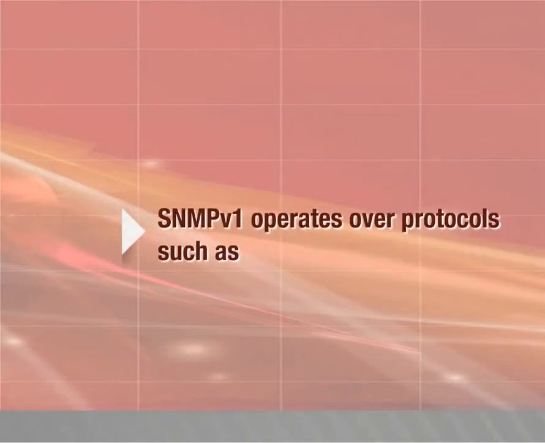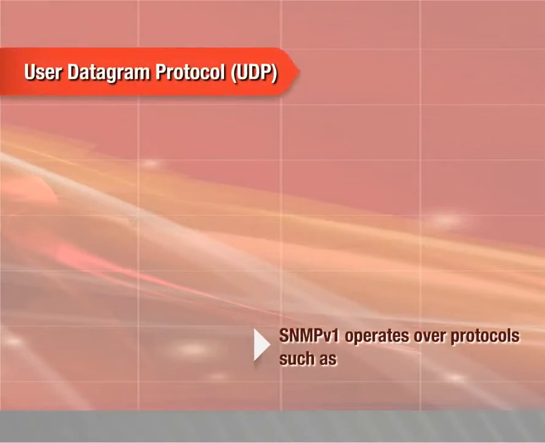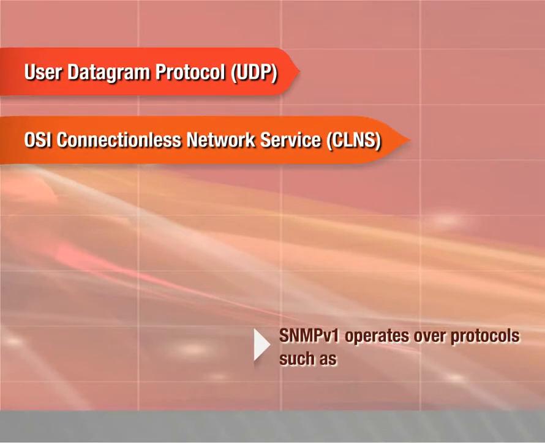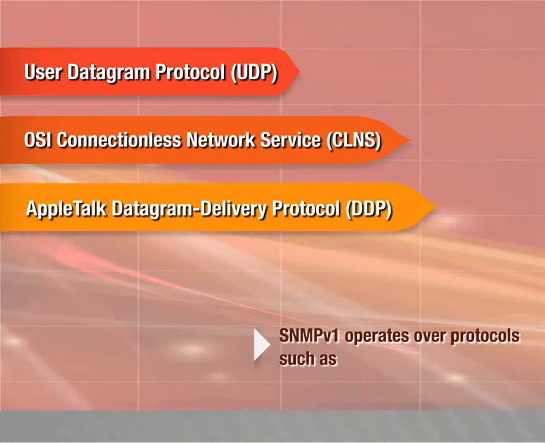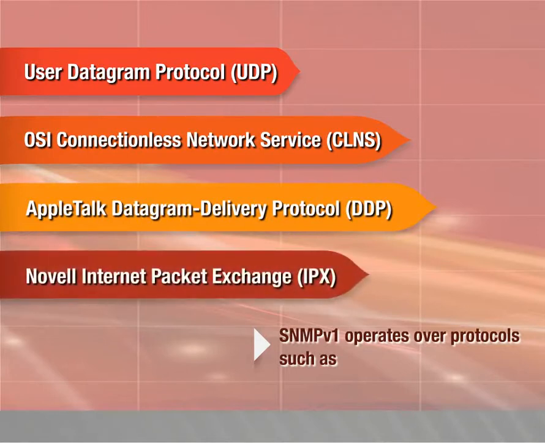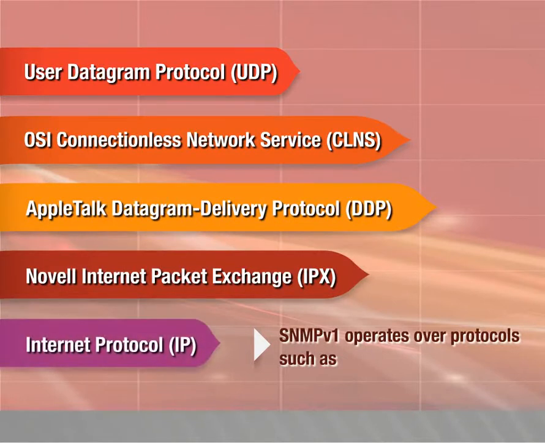SNMP v1 operates over protocols such as User Datagram Protocol UDP, OSI Connectionless Network Service CLNS, AppleTalk Datagram Delivery Protocol DDP, Novell Internet Packet Exchange IPX, Internet Protocol IP.